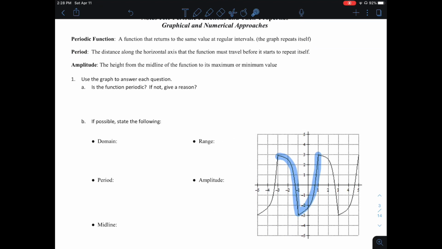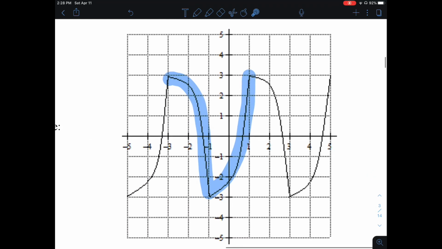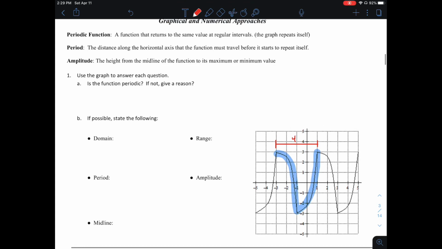Period: the distance along the horizontal axis the function must travel before it starts to repeat itself. Looking at this example here, I have just outlined one cycle. What is the distance from here to here of this cycle, the horizontal distance? Well, we got 1, 2, 3, 4. We went 4 units. So we would say the period is 4. We're going to actually do this example in a moment. I'm just trying to get you to understand these terms.